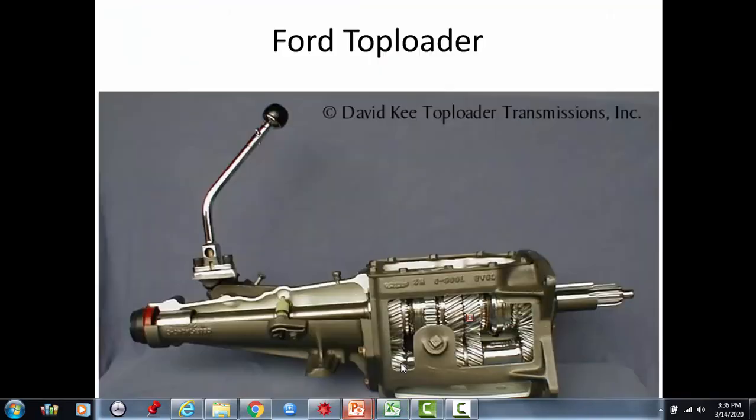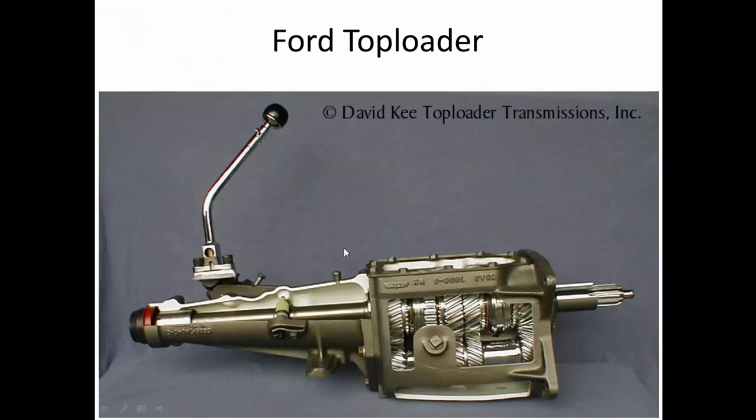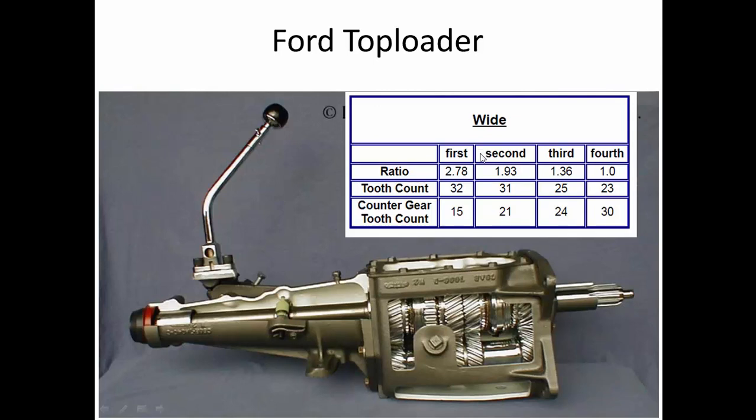Anyway, I like this thing here, and these are the ratios. The way it works is you've got power coming in on this input shaft. The engine's over here. Power comes in on the input shaft. This is the first gear, which has a tooth count of 23. It feeds these gears down here. This is called the counter shaft, and that particular gear has a gear count of 30. So he's labeled it as counter gear tooth counts.